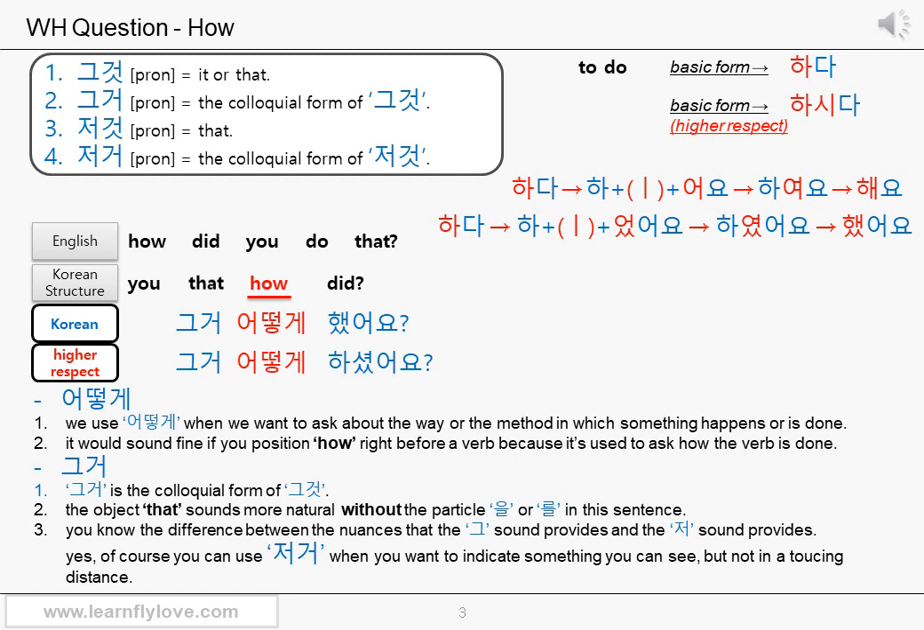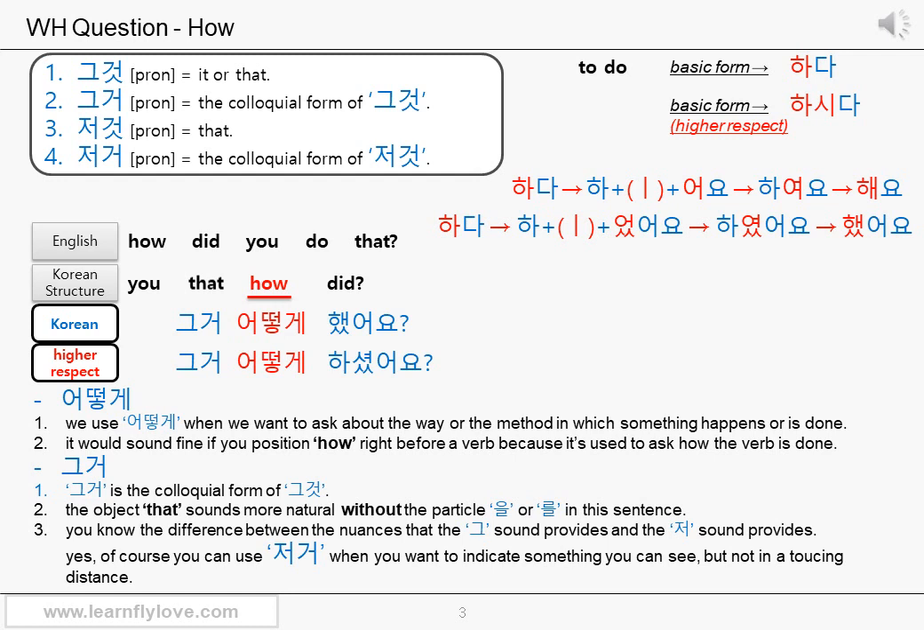Well, you can use 그건 too, but let's not talk about it here. Like we said, it's too complicated for you for now. Let's just use 그거, no problem. You can use 저것, that you use to indicate something which is not in a touching distance, for the English pronoun that. It's your choice. The colloquial form of 저것 is 저거.